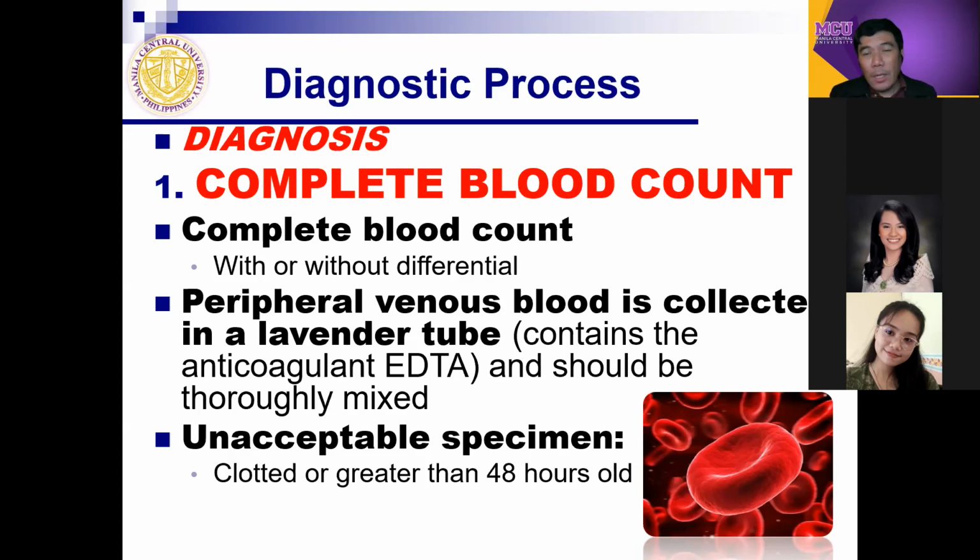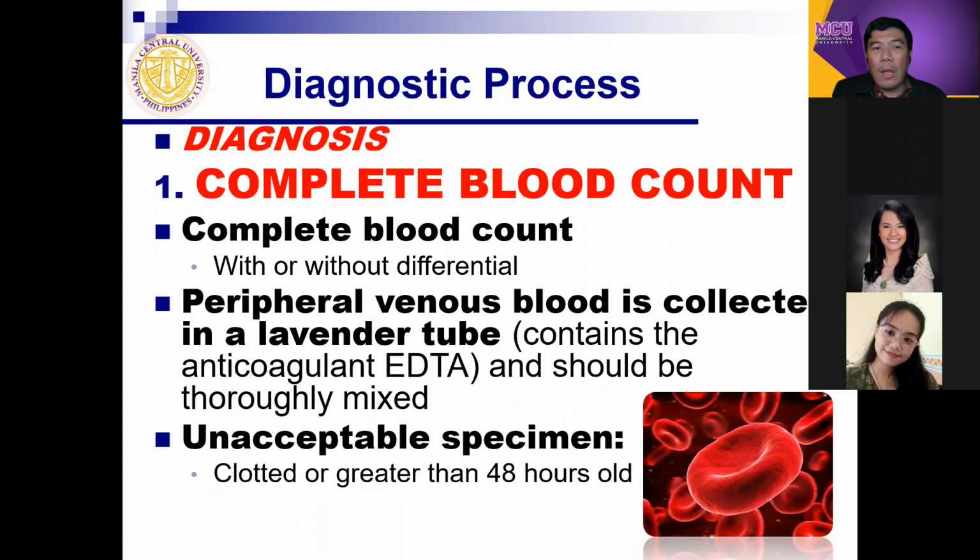Okay, now how it is collected. So usually the blood is being collected, although there are some nurses who are phlebotomists, but however these are the role of the laboratory scientists or medical technologists. So usually the extraction of the blood is venous, okay, venous blood, and collected in a lavender tube.